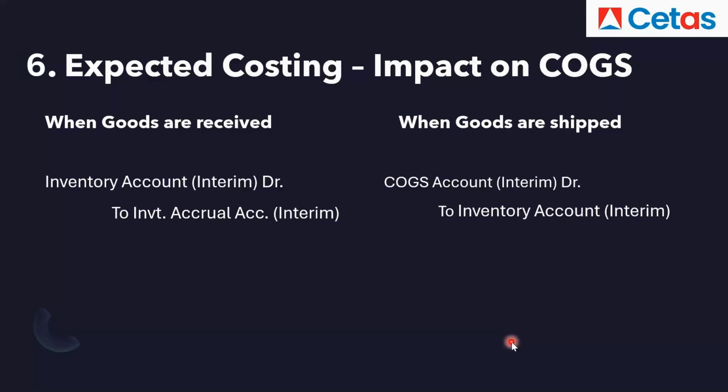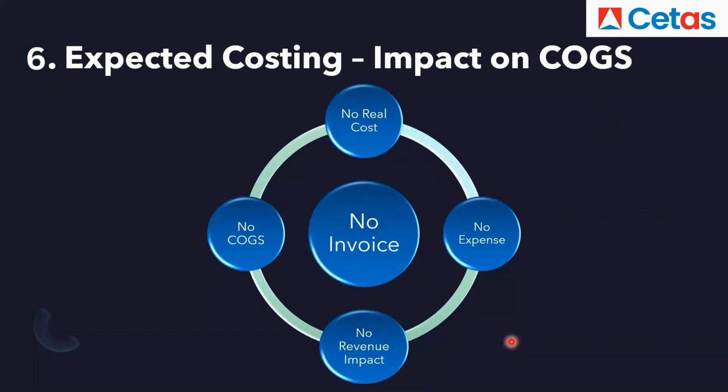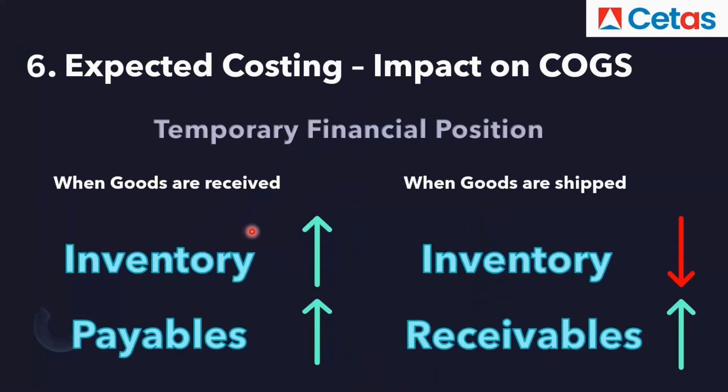Why? Because in accounting, if there is no invoice, there is no real cost, no expense, no revenue impact, and no COGS either. So, BC only shows the temporary financial position. The goods have arrived, so we increase the inventory temporarily. The goods are shipped, so reduce the inventory temporarily. And there is a temporary payable or receivable. But profit must not change because nothing is confirmed yet.